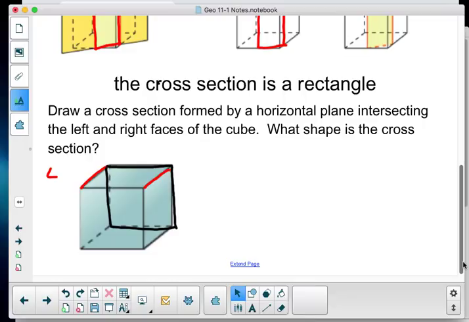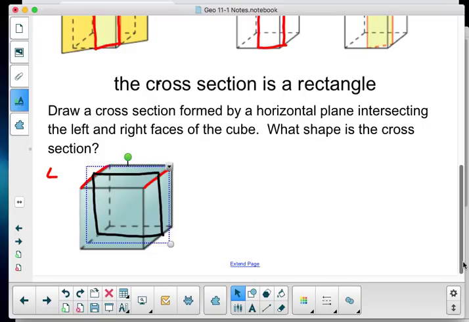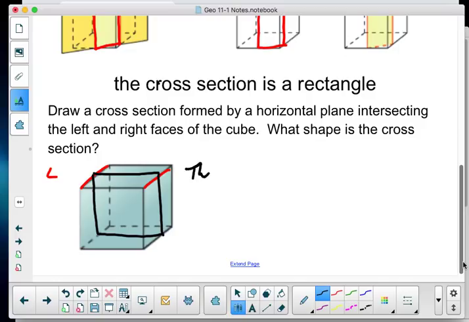And that's all I did. I just kind of drew it in there and connected my stuff. I did my vertical lines, then my horizontal lines to connect the two endpoints of my verticals. So the cross section is a square.